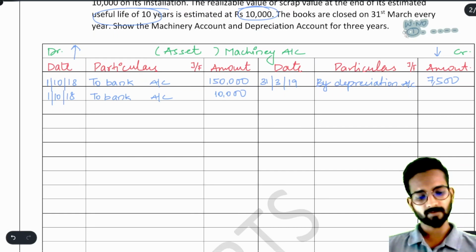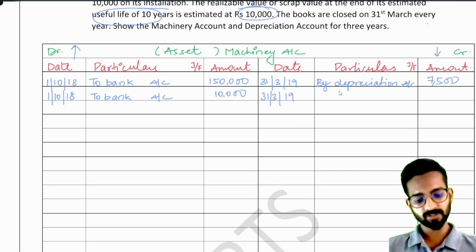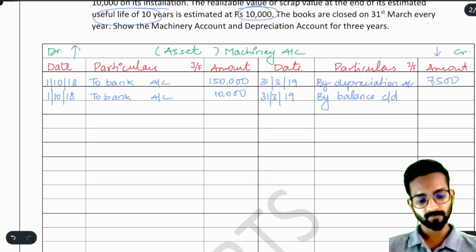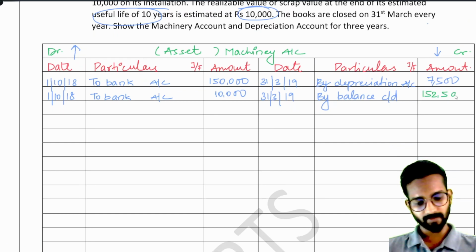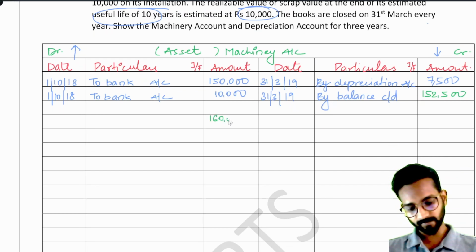Now, on 31st March, after charging depreciation, we will close the account by balance carried down. How much is balance carried down? See, what is the balance here? This total 1,60,000 minus this depreciation, and that will be your closing balance. So your closing balance will be 160 minus 7, that will be 152,500. So you can write here 1,60,000, 1,60,000. This is your total.